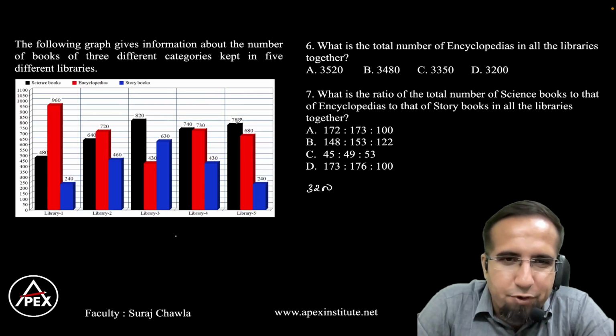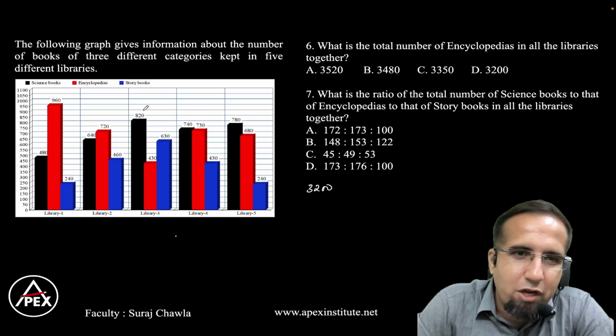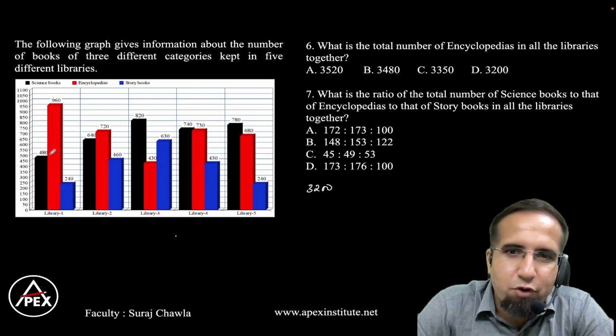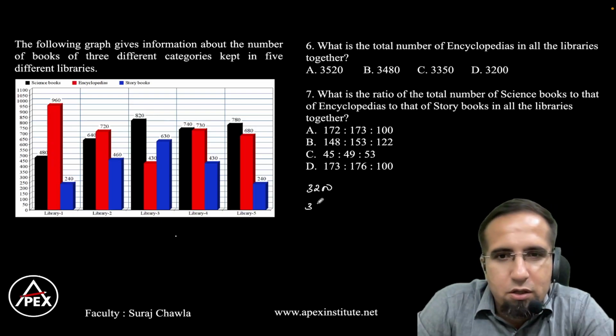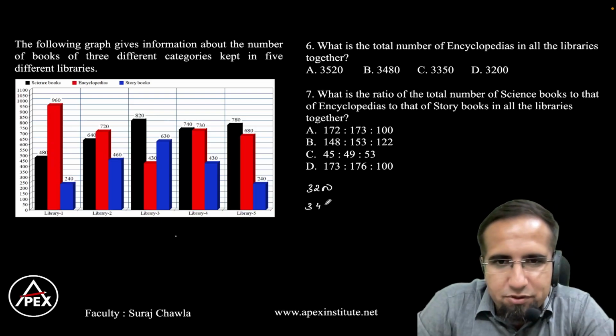Now let's add the remaining ones. So this is 80 plus 40 is 120. 120 plus 20 is 140. 140 plus 80 is 220. 220 plus 3200 will give me 3460.